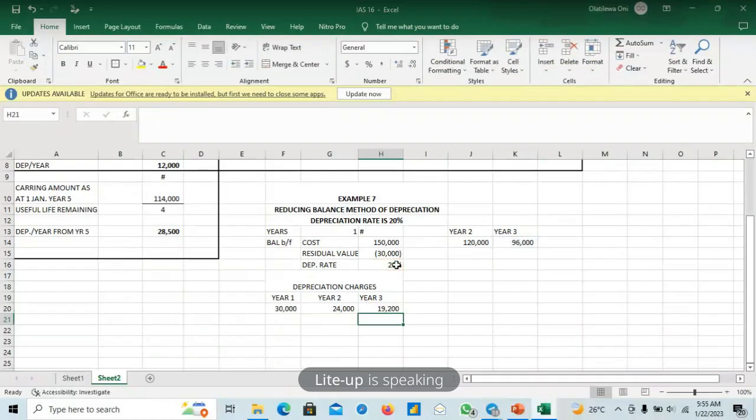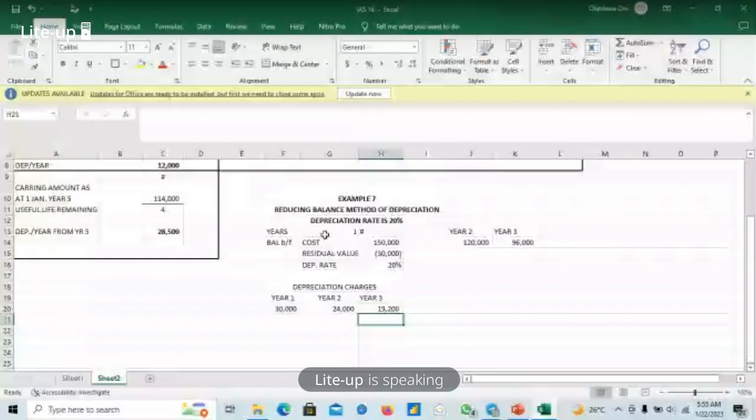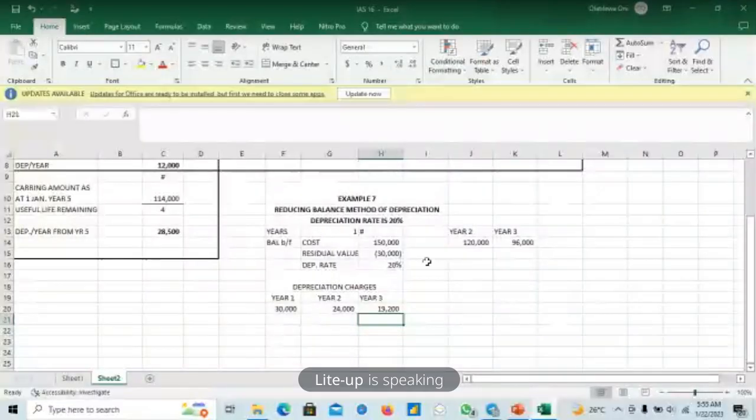We'll be computing it like that until the asset gets to the end of its useful life. We say the opening value of the asset times the depreciation rate. In the first year, the opening balance is the cost. In the second year, the opening balance is the cost minus depreciation of the previous year. In the second year, the opening balance is the carrying amount times the depreciation rate, and for year three also carrying amount times the depreciation rate. That is how this is done.